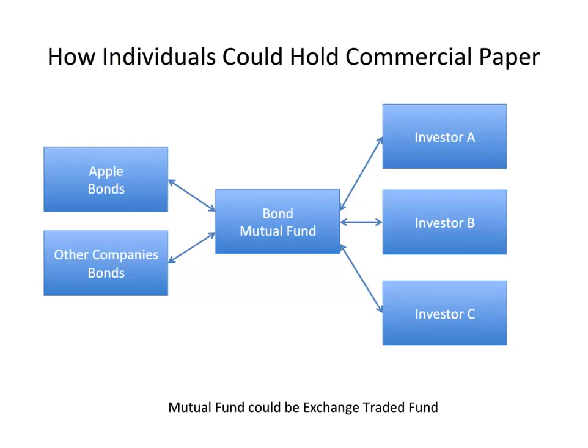Investors typically do not hold bonds of companies in their portfolios, but they would hold a bond mutual fund. Again, the bond mutual fund would buy bonds from Apple and other companies and then sell shares in that mutual fund to individual investors.